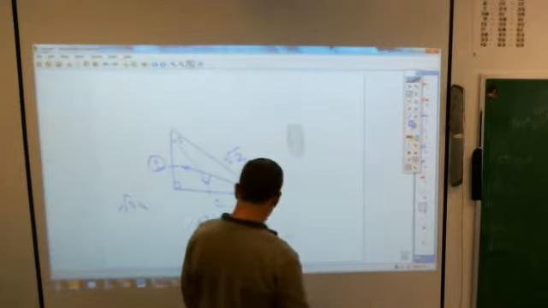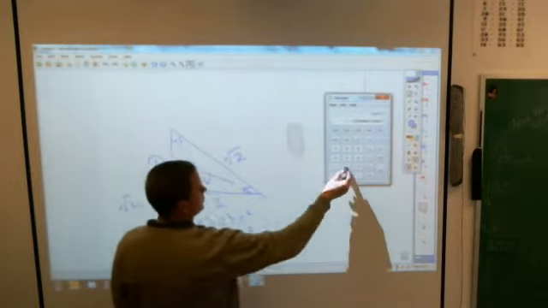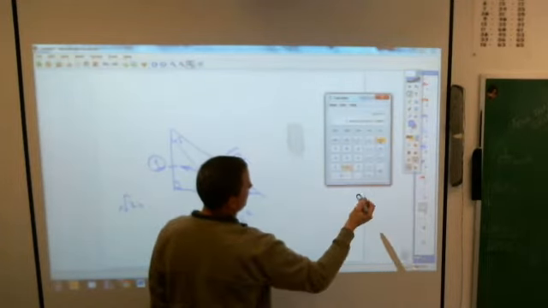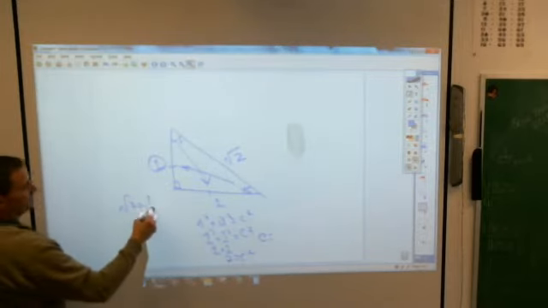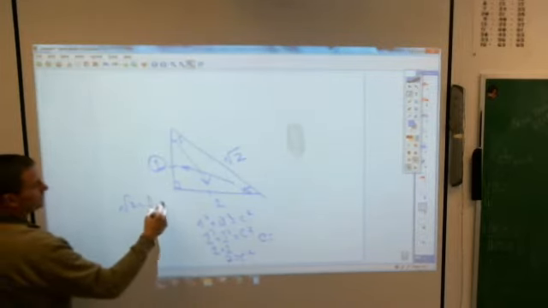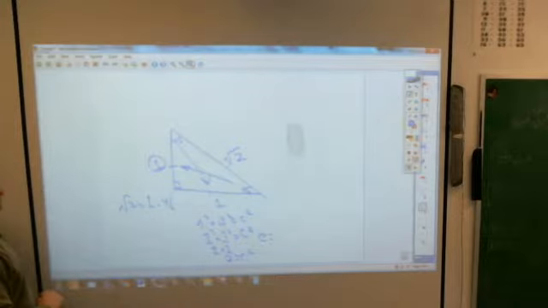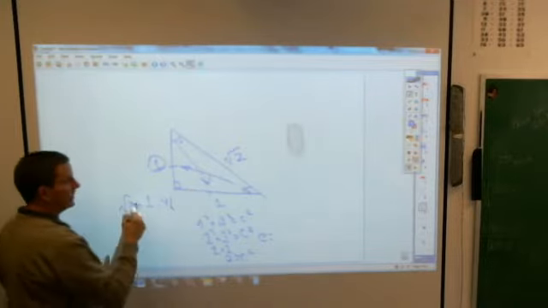Let's go back to my calculator. The square root of 2 is about 1.41. So this is approximately that.